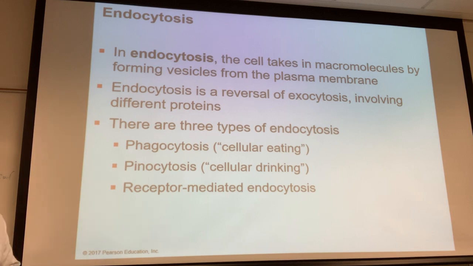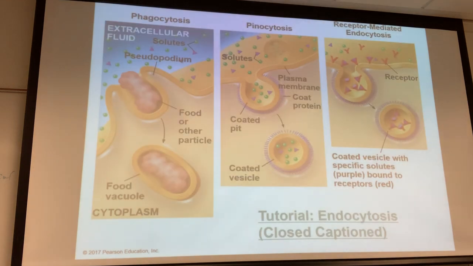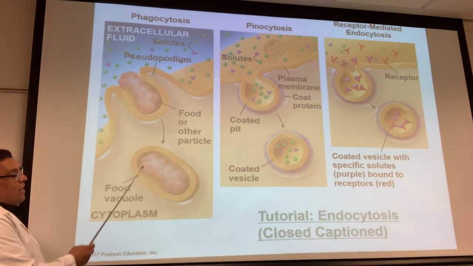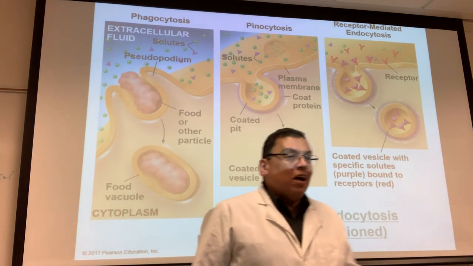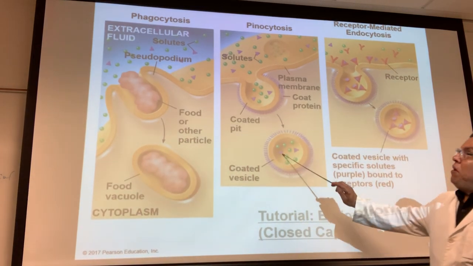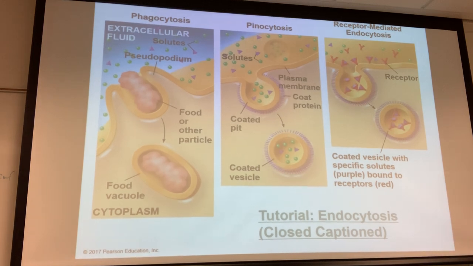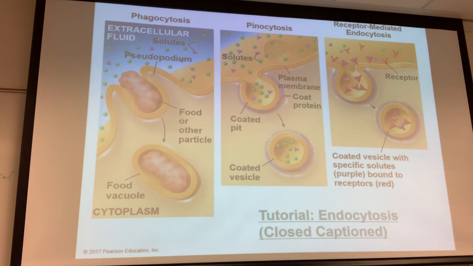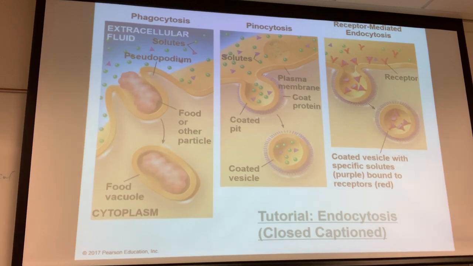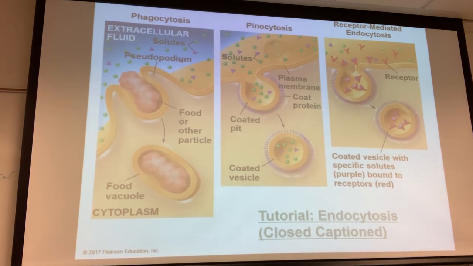There are three kinds of endocytosis, depending on what's entering the cell. If it's food that's entering the cell, it's called phagocytosis, cell eating. If it's large quantities of water entering the cell, it's called pinocytosis. So what do you think number four is? Pinocytosis. Yeah. Okay.